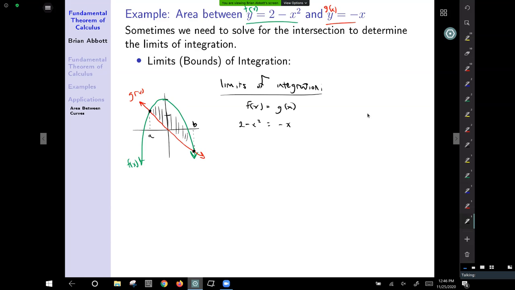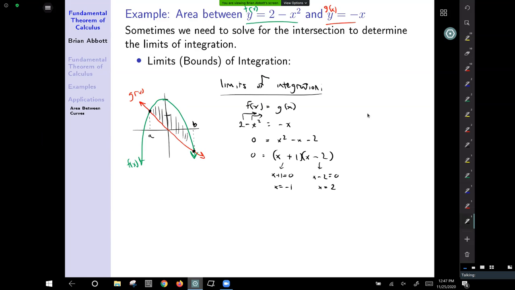I'm going to shift everything to the left because I see this has an x squared term, an x, and a constant, so I'll try to factor it. Setting it equal to 0, we have x squared minus x minus 2, which factors nicely as the quantity x minus 2 times the quantity x plus 1. Two things multiplied together equal 0 means one of them has to be 0, so set them both equal to 0 and solve to get x equals 2 and x equals negative 1.